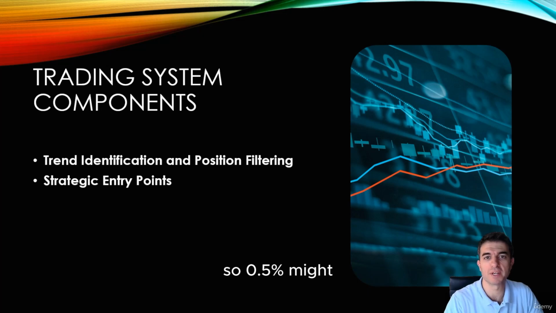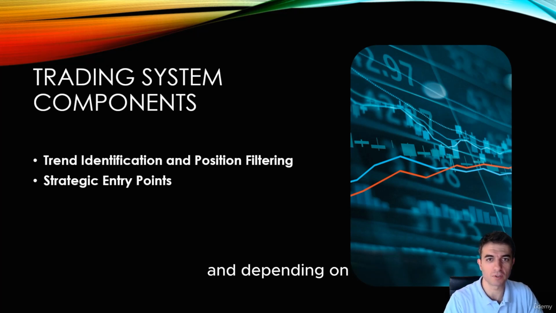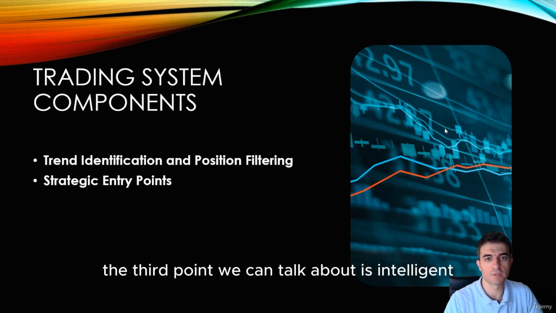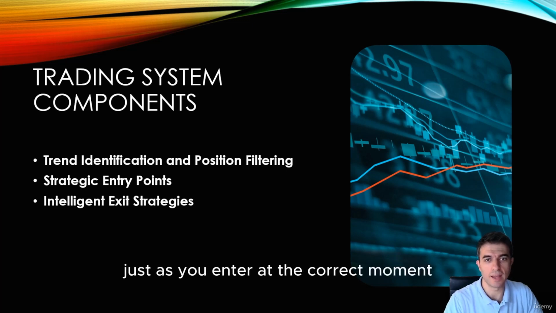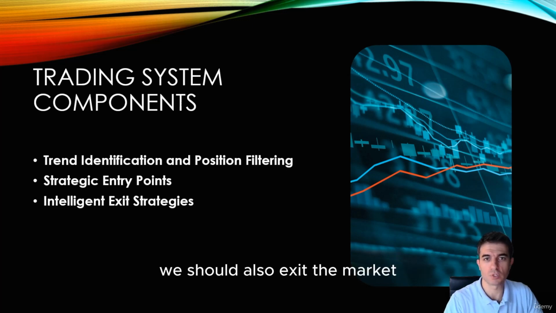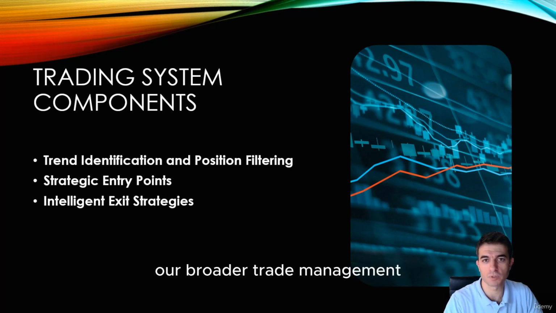So 0.5% might not seem much as an improvement, but if you consider this on a yearly basis and depending on the trade size, it might become a large sum at the end. The third point we can talk about is the intelligent exit strategies. Just as you enter at the correct moment, we should also exit the market at the very correct moment as well. We'll define exit strategies that align with our broader trade management, guarding against potential losses, securing profits when the timing is correct.